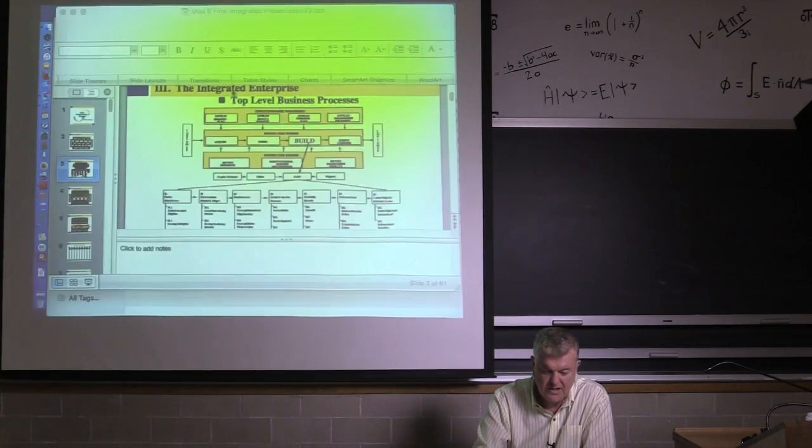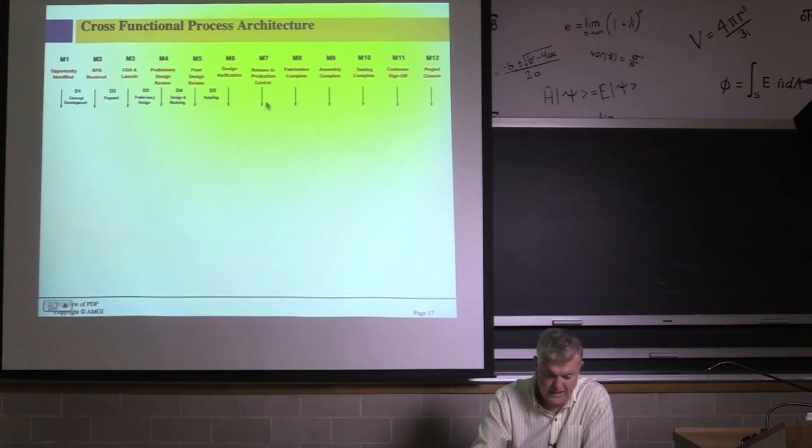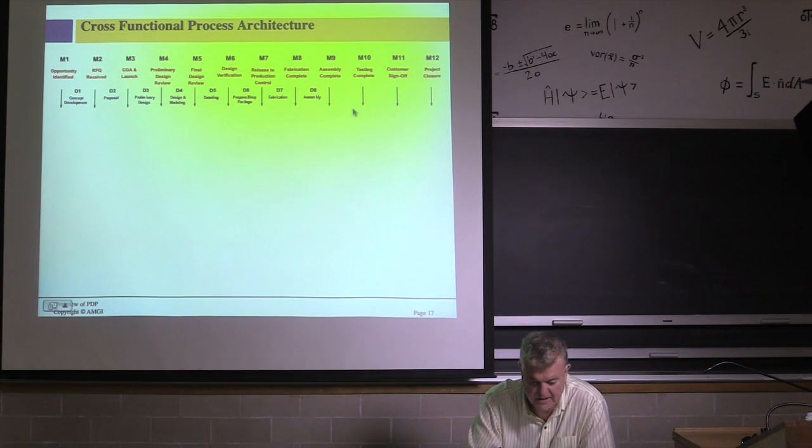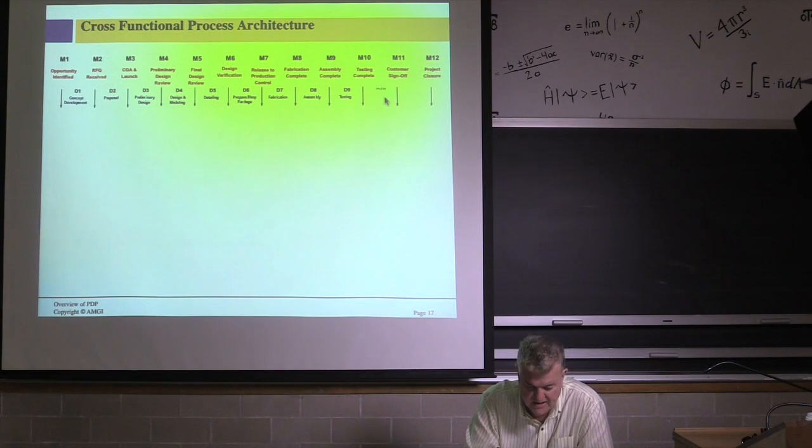So the shop package, now that was a physical shop package that we had. We eventually created electronic shop packages. And then fabrication is phase 7, defined D7, D8 was assembly, D9 was testing, and then verification and validation, and then customer support.